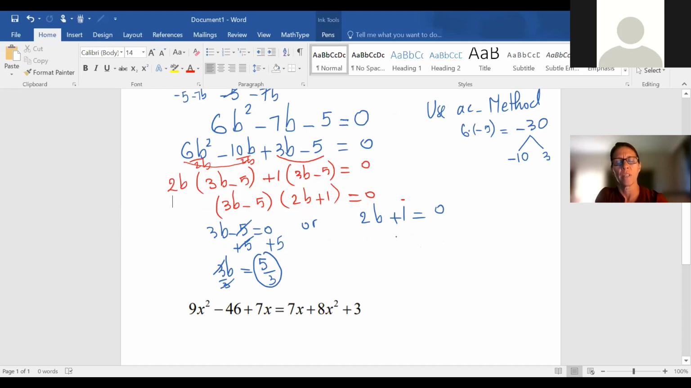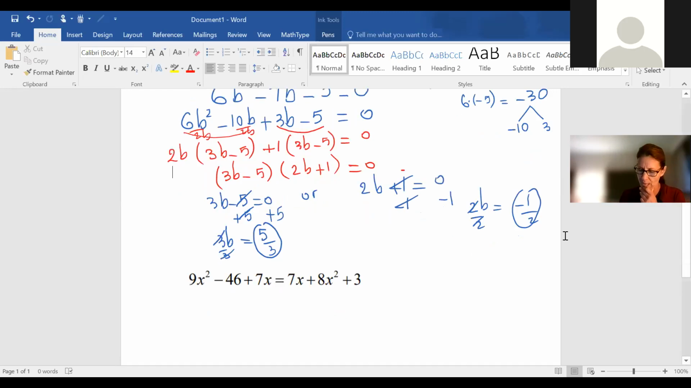And the one on the right side, you subtract the 1 from both sides, so 2b equals -1, and then divide by 2. That is exactly the steps we need to take: get 0 on one side, and then do the factoring. The factoring could be about the AC method, or it could be about something else.